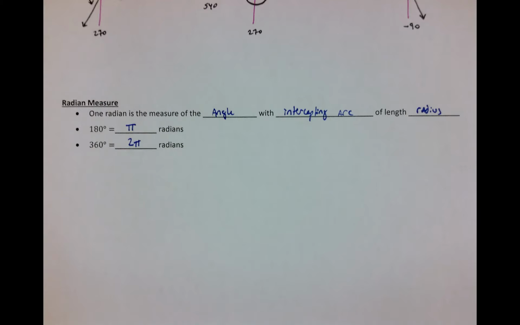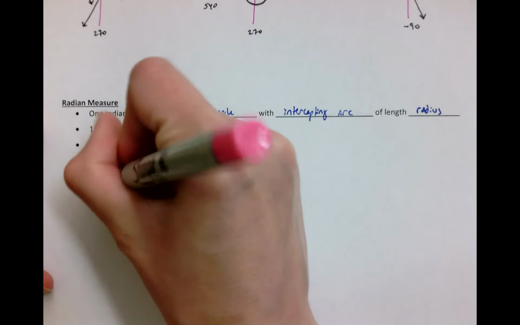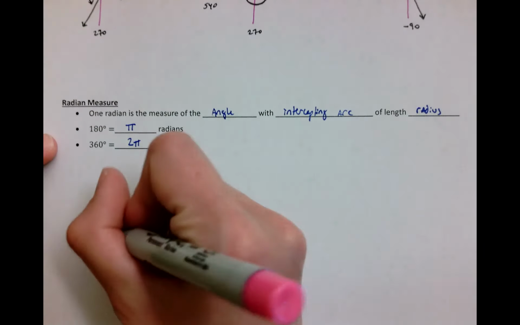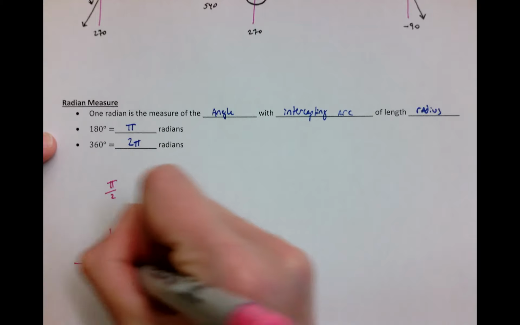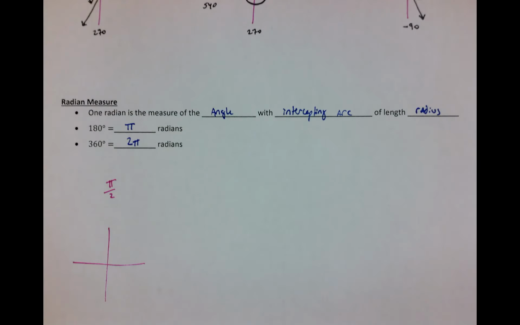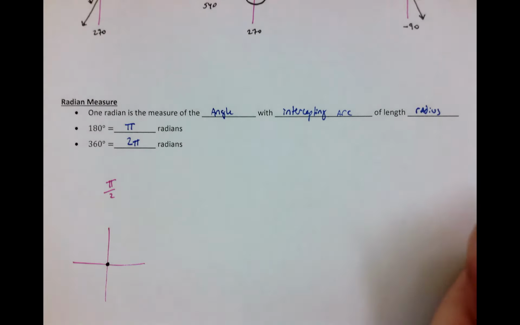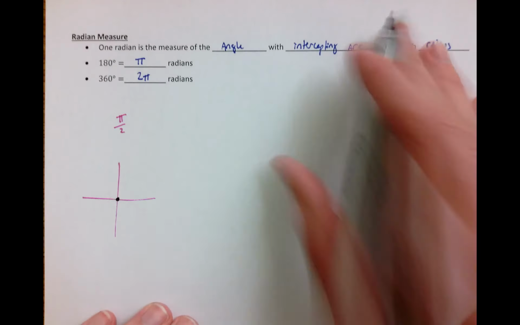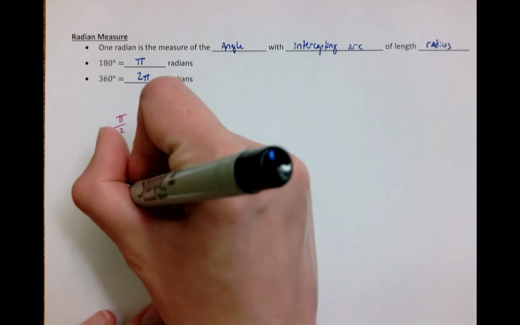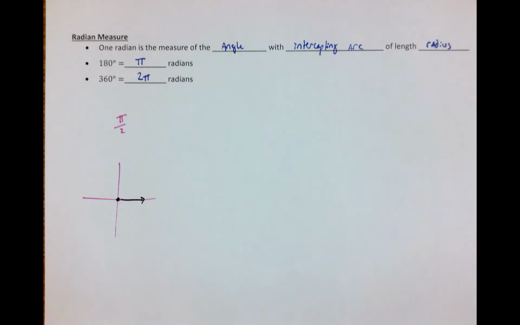Let's take a look at how we are going to draw these. The first thing we're going to look at is, say, pi over 2 radians. I'm going to draw my coordinate plane. We're going to start this out the same way that we did the last ones. My vertex is still at the origin, and my starting line is here.